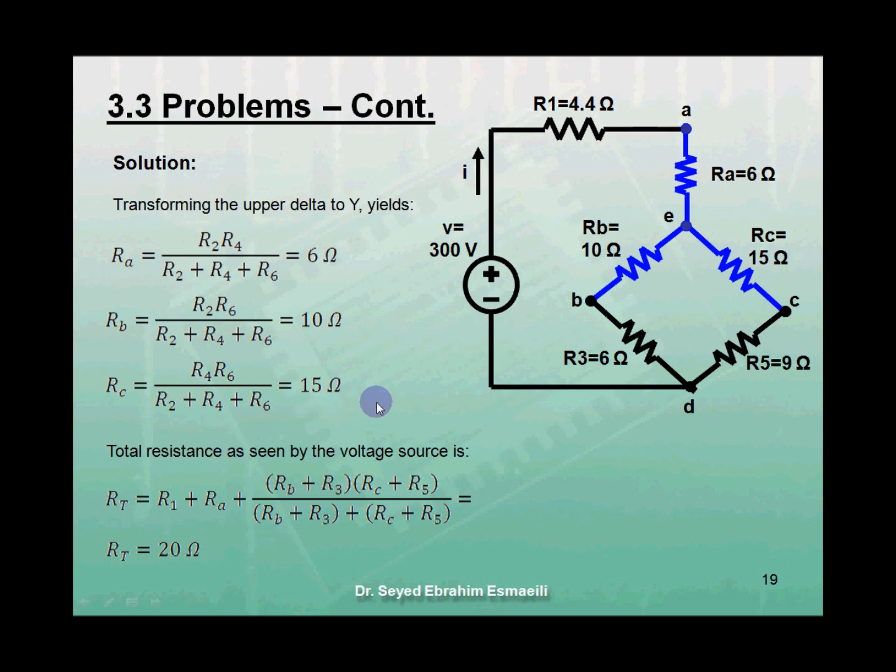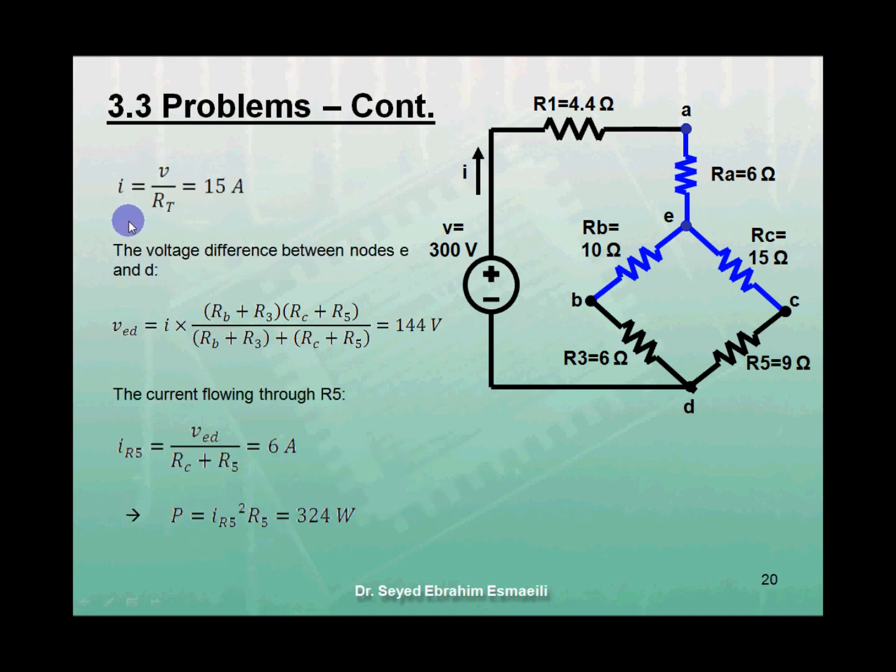The total resistance as seen by the voltage source is given by R1 in series with RA, which is in series with the parallel combination of RB in series with R3 in parallel with R5 in series with RC, which equals 20 ohms. The current supplied by the voltage source, I, equals V over the total resistance, equals 15 amps.